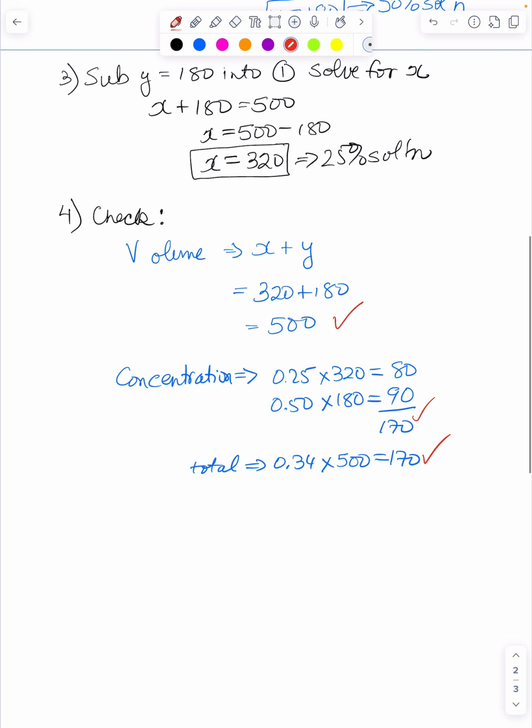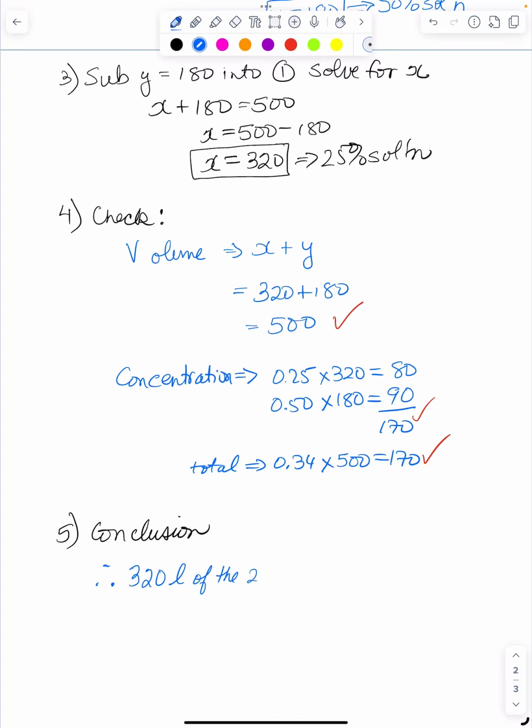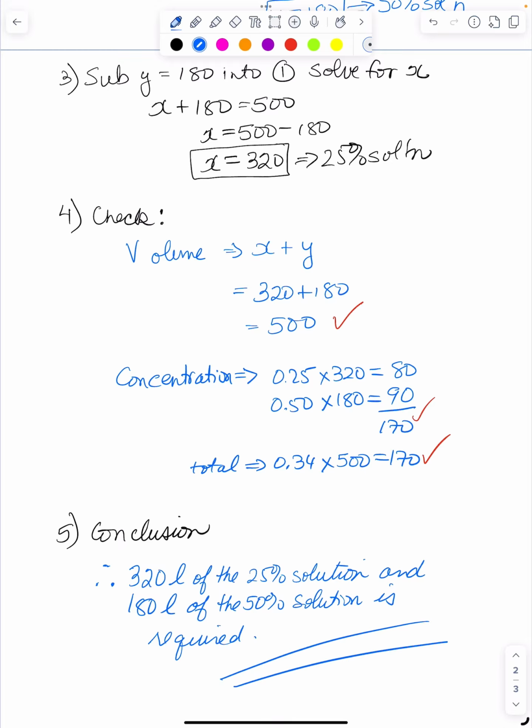Step number 5, last step, is to write our conclusion. And the conclusion is, therefore, 320 liters of the 25% solution and 180 liters of the 50% solution is required. And that's it. We are finished. That was easy.